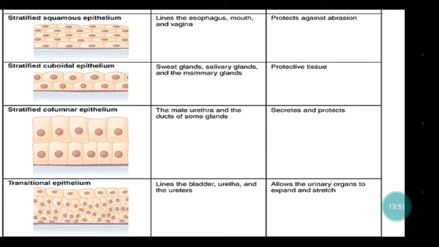Now the transitional epithelium. Transitional epithelium lines the bladder, urethra and the ureters. So it will allow the urinary organs to expand and stretch. The organs may stretch and expand their surfaces. The urinary bladder stores the urine in the form of liquid. So what will happen? As soon as the water accumulates in the bladder, its size has to increase. For that purpose, this epithelium is helping.